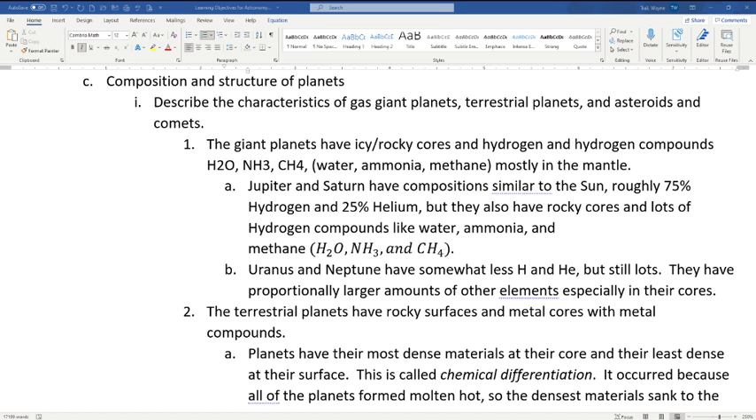So the composition and structure of the planets. This says describe the characteristics of the giant planets, the terrestrial planets, and asteroids and comets. So the giant planets have icy or rocky cores, and then hydrogen and hydrogen compounds in the mantle, and then a gaseous atmosphere. Jupiter and Saturn have composition similar to the Sun, about 75% hydrogen, 25% helium, and so they're very similar to the Sun in terms of their composition. They also have lots of hydrogen compounds. They just don't significantly affect those percentages.